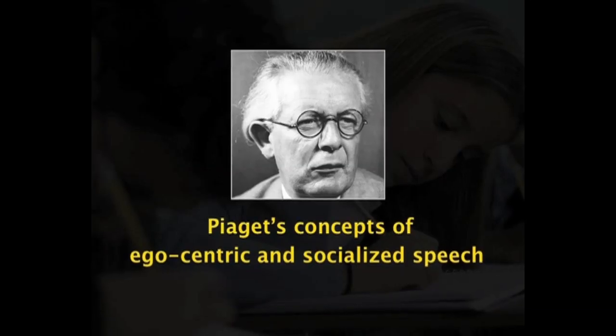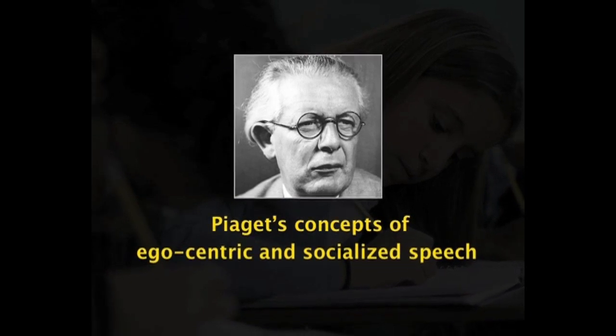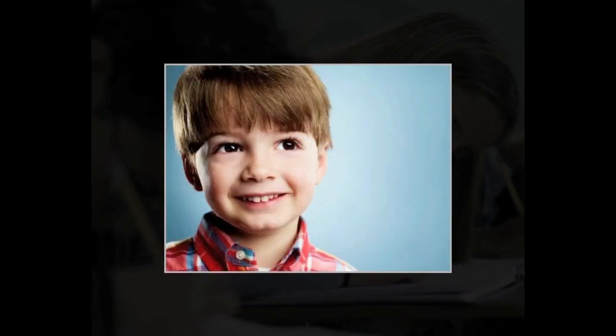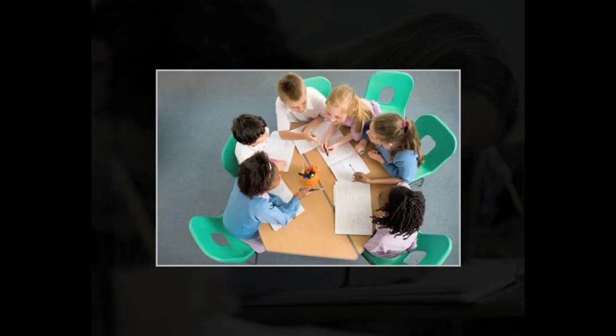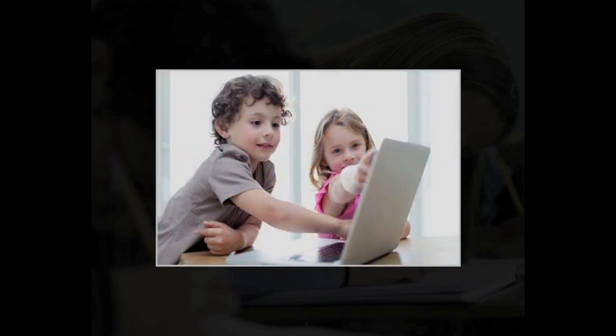Now, let us look at Piaget's concepts of egocentric and socialized speech. In egocentric speech, the child does not bother to know to whom he is talking, whether he is being listened to or not. He talks either to himself or for the pleasure of associating with anyone who happens to be there at that moment. He does not attempt to understand the other point of view. In sociocentric speech, on the other hand, the child addresses other persons, considers their point of view, and tries to influence them or actually exchange ideas with them.